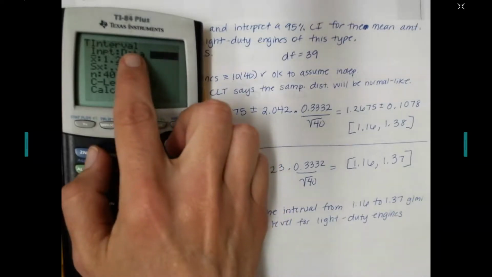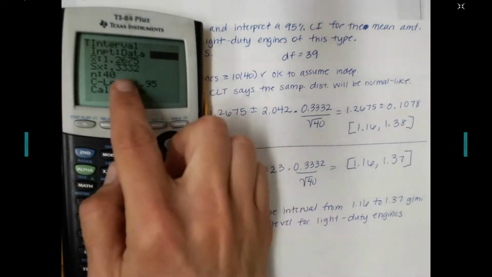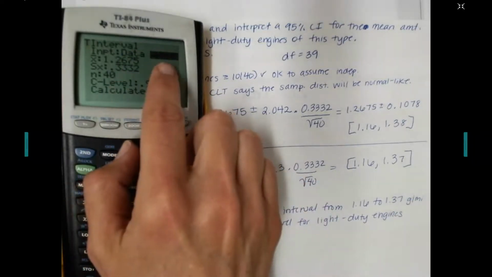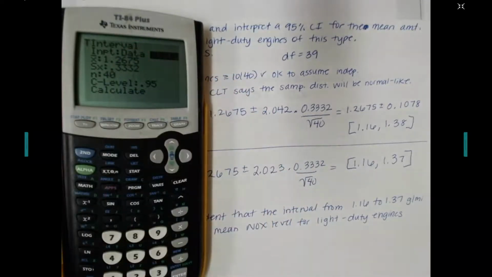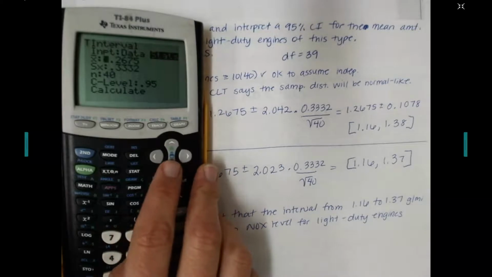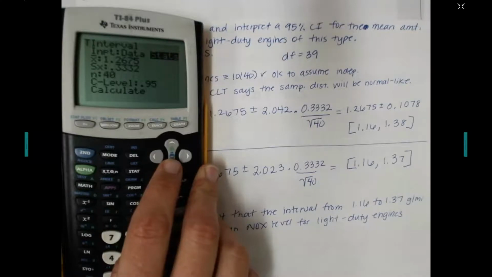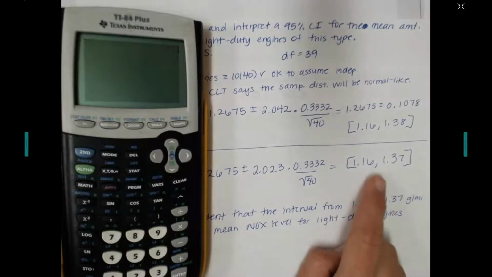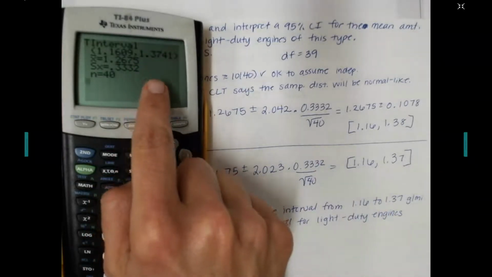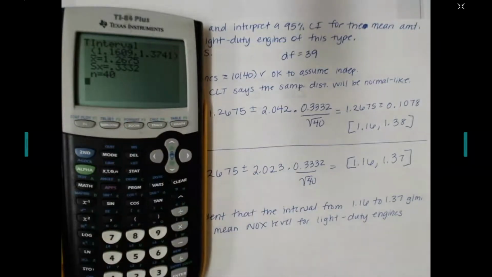You're going to have the choice between data and stats. If you're entering in all of the values, which we are, you're going to pick stats. If you had the data in a list, and I'll show you how to do that in a second, you would pick data. So we enter in the mean, 1.2675. Standard deviation is 0.3332. Sample size is 40. Confidence level is 0.95. And when you hit enter, you should get something very similar to this. And notice here, it also gives you the mean and standard deviation recalculated if you needed it.